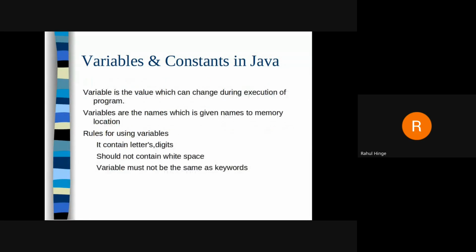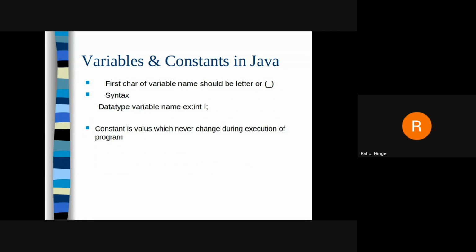So we have seen the variables, right? Now we need to see the constants. What is a constant? A constant is a value which never changes during execution of a program. Sorry, I forgot to write this syntax. The syntax is data type, variable name, right? For example, int i. Syntax is data type, variable name. Fine.